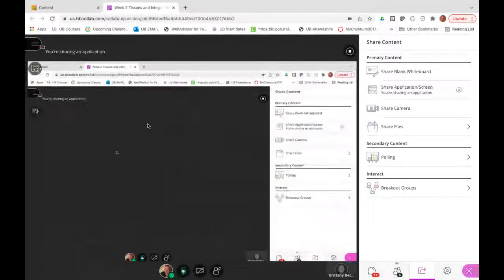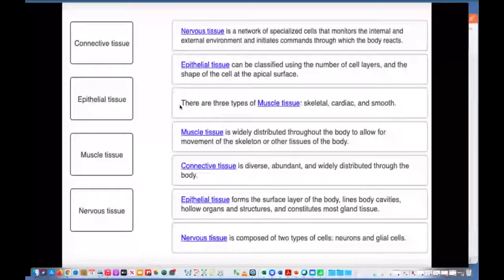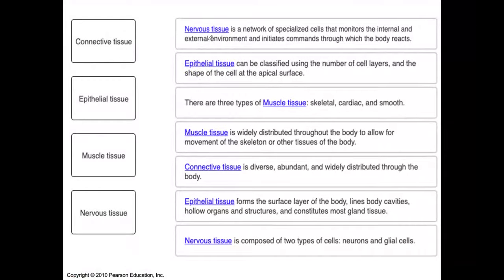Okay, welcome back, everyone. We're going to be doing a little bit of a tissue review right now. And this has shown up in the past on some old McGraw-Hill Connect quizzes as a drag and drop. So the choices here to drop are going to be connective tissue, epithelial tissue, muscle tissue, or neural tissue.